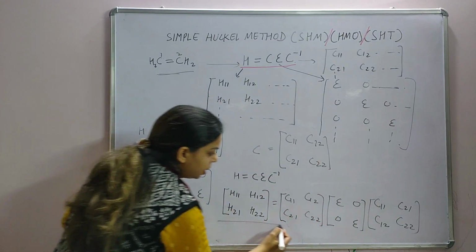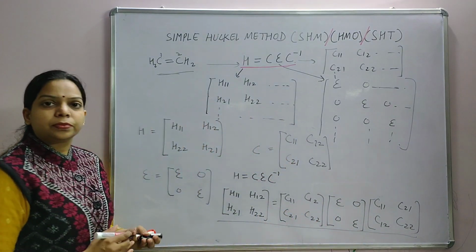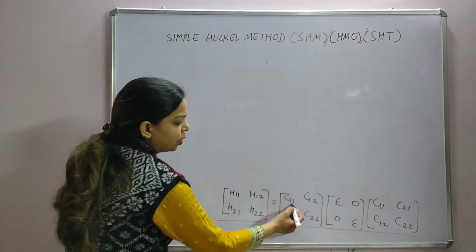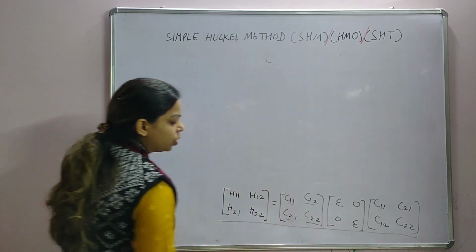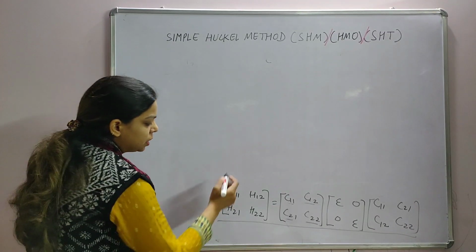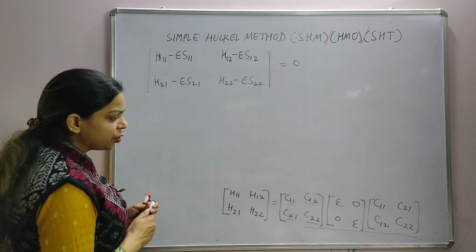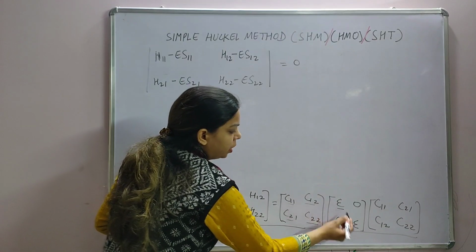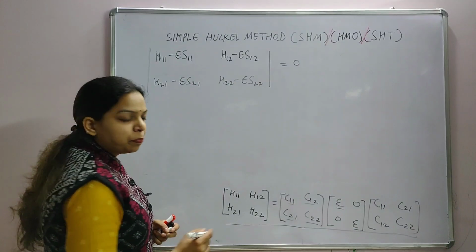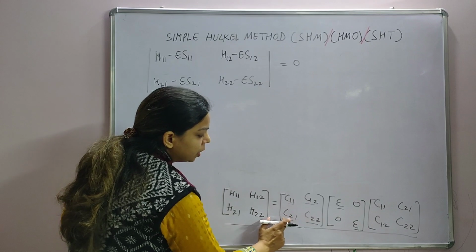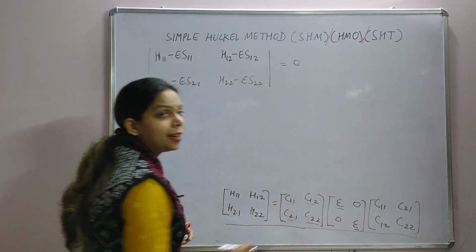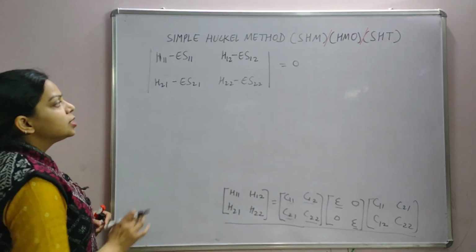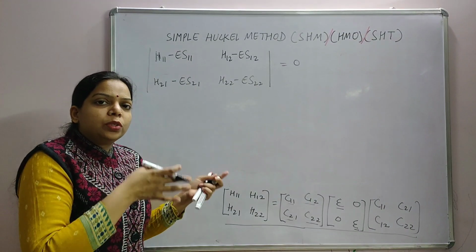So now let's see what happens next. We are going to find out the coefficients C11, C12, C21 and C22, so we need to make some assumptions. Before I solve this entire equation, I must know the value of E. When I know the value of E, only then will I be able to calculate these elements by diagonalizing this matrix.